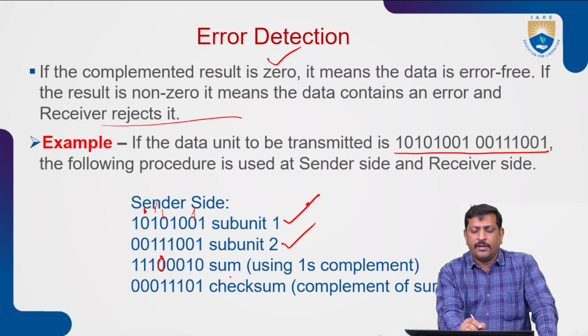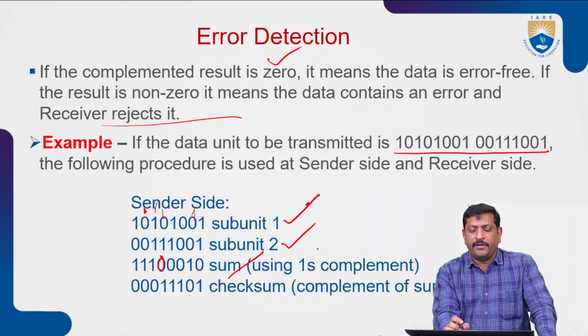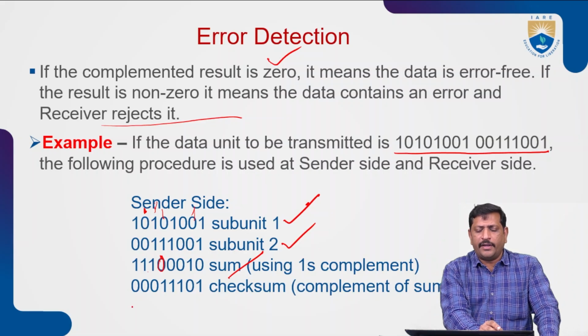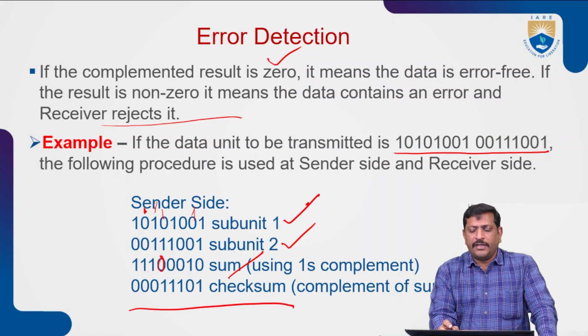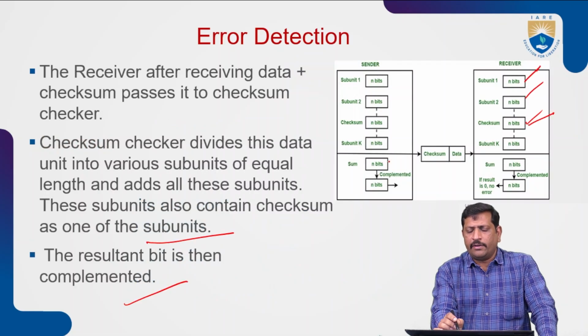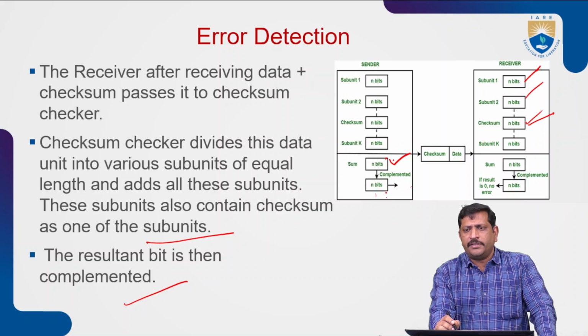So this is the sum. Now we take the one's complement of the sum, and that gives us the checksum. So the checksum is the complement of the sum. Whatever the sum bits are, by complementing these bits we get the same length of n bits, and this is considered the checksum.